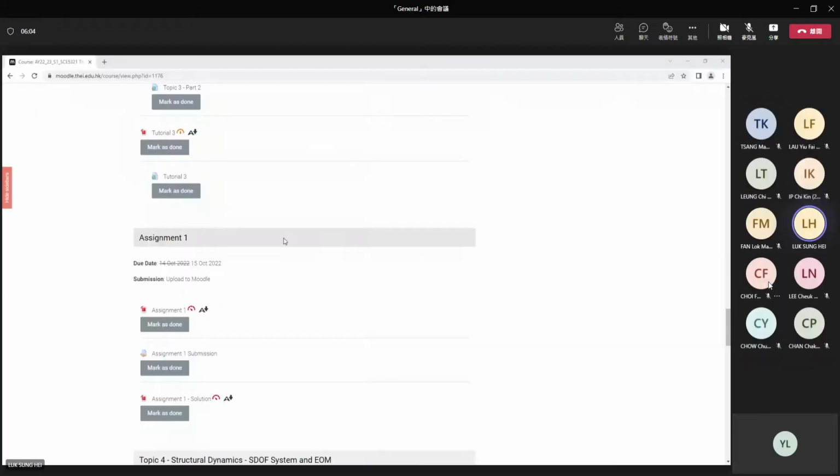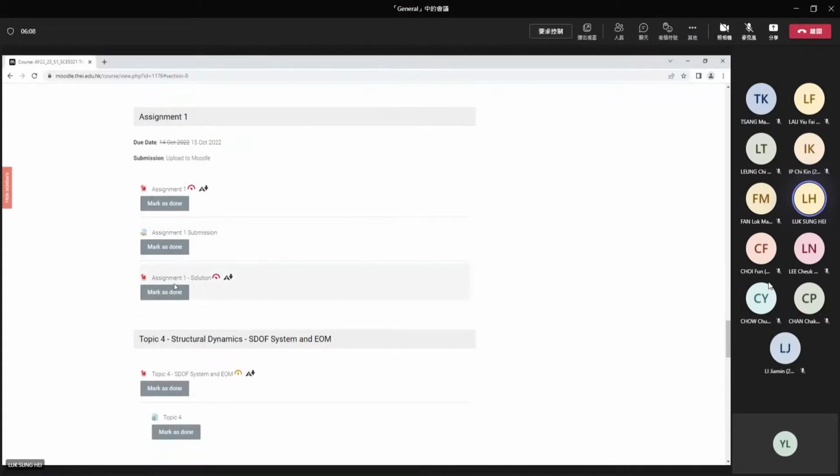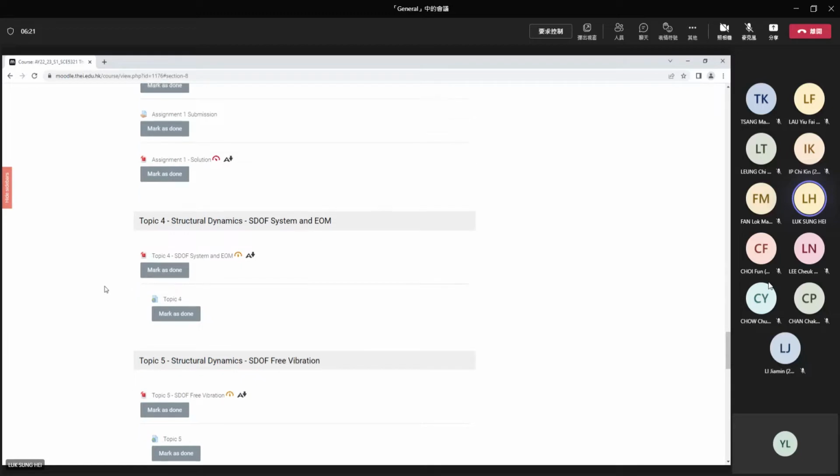This is our Moodle page. For your information, I uploaded our assignment 1 solution on Moodle. If you want to know how I solved the 3 problems, you may have a look at the solution. There are also some explanations in the document to help you understand the solutions. And I think last week we started to discuss structural dynamics, which is another area of this module.